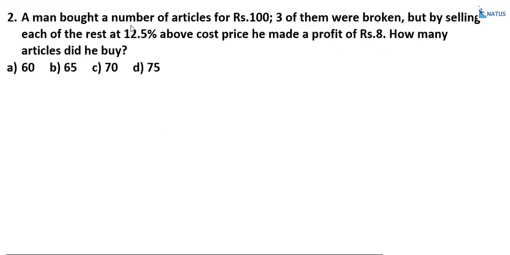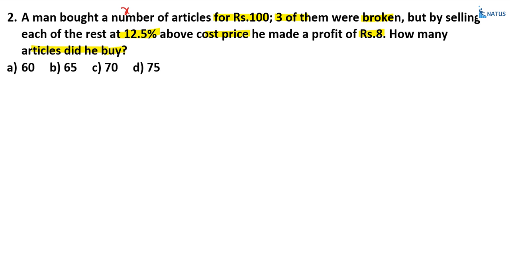A man bought a number of articles for 100 rupees. We don't know the number, so let us take it as X. 3 of them were broken, but by selling each of the rest of the articles at 12.5% above the cost price, he made a profit of 8 rupees. How many articles did he buy? We require X.